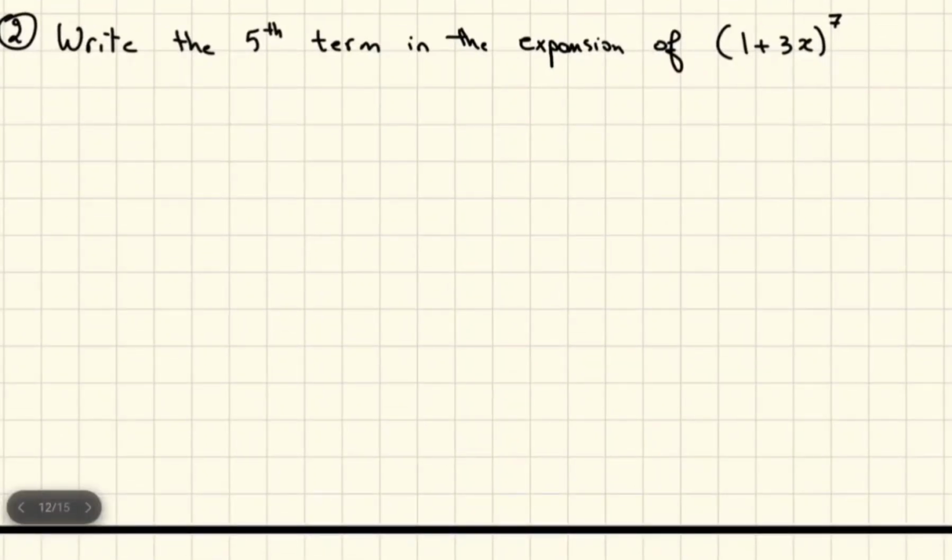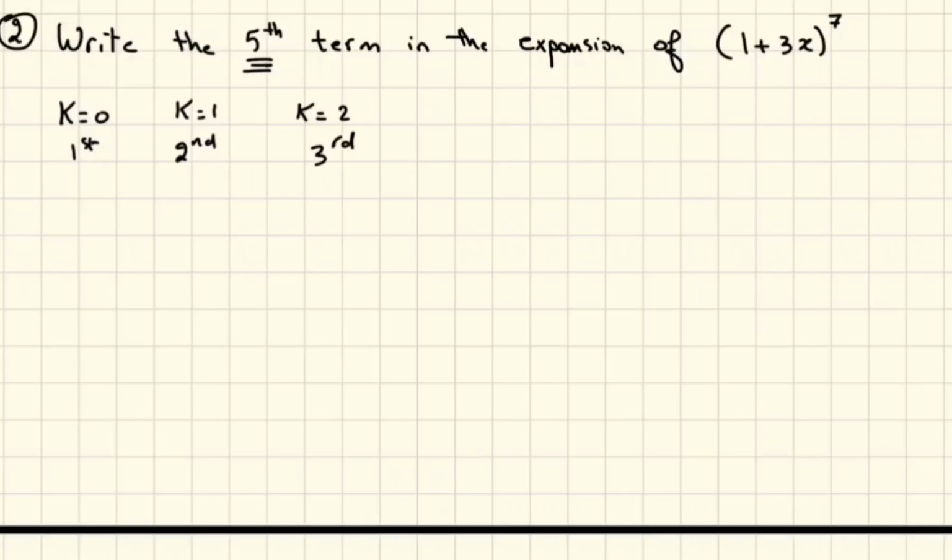Now, to do this, whenever you're asked about the fifth term, you should remember the first term corresponds to k equals 0. So this is first. The second is k equals 1. K equals 2 is for the third, and so on. As you can notice, if I want the third term, it corresponds to k equals 2, so we do 3 minus 1. So whenever you're asked about the fifth term, you should know directly that k corresponding to the fifth term is 5 minus 1, which is 4.